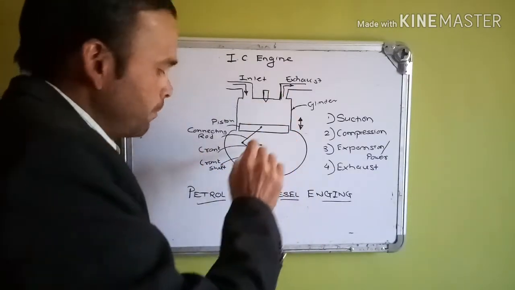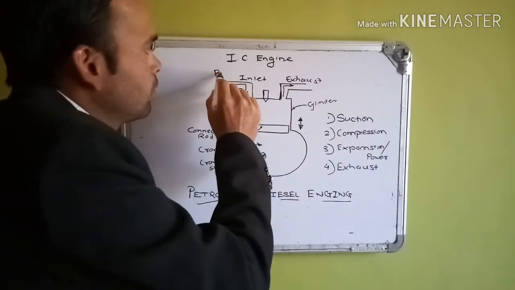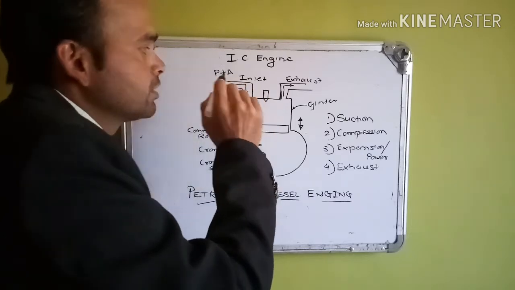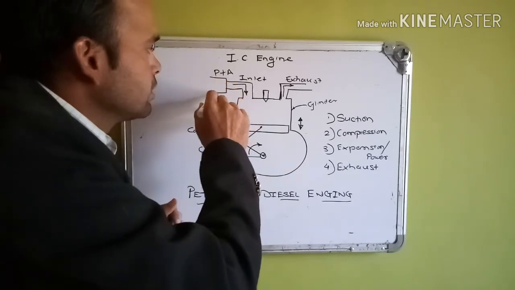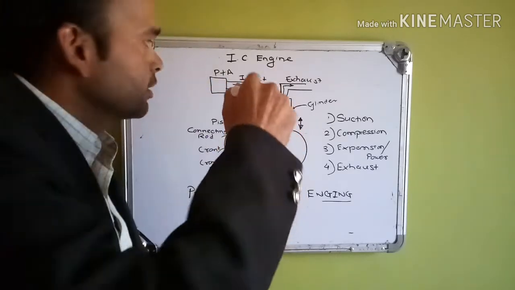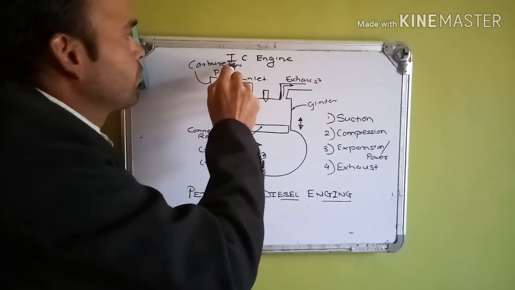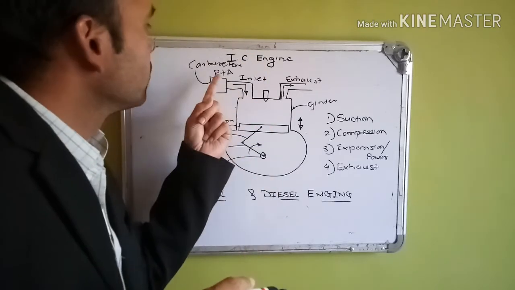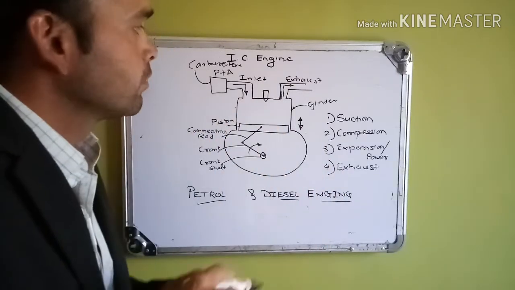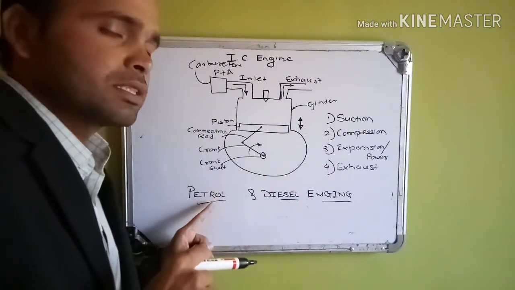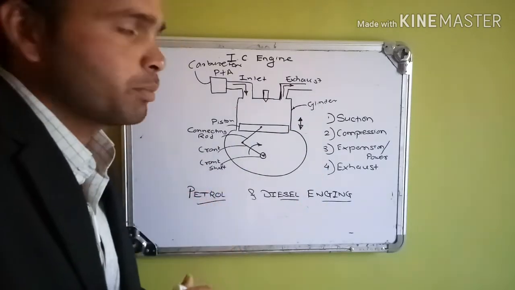Then after that stroke, in a petrol engine, through the inlet valve, a petrol plus air mixture is supplied. This petrol plus air mixture is supplied by a device called the carburetor. I'll make another video on the carburetor, how the petrol plus air mixture is formed inside it. As far as today's topic is concerned, petrol engine, we'll focus only on these four operations and how they work in the petrol engine.